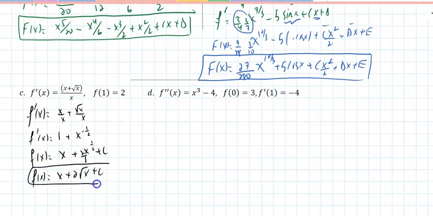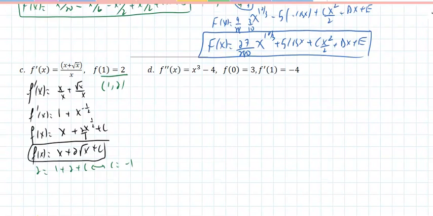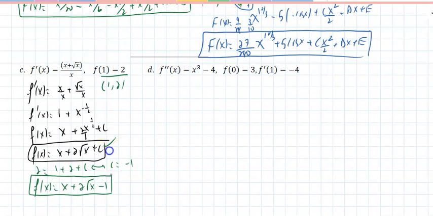I would have been done right there, except they gave me initial conditions. They say when x equals 1, y equals 2, so 2 equals 1 plus 2 plus c. So c equals negative 1. So just replace that by negative 1 and you're done. So f of x is x plus twice radical x minus 1, and there it is. That's a function that satisfies these conditions.